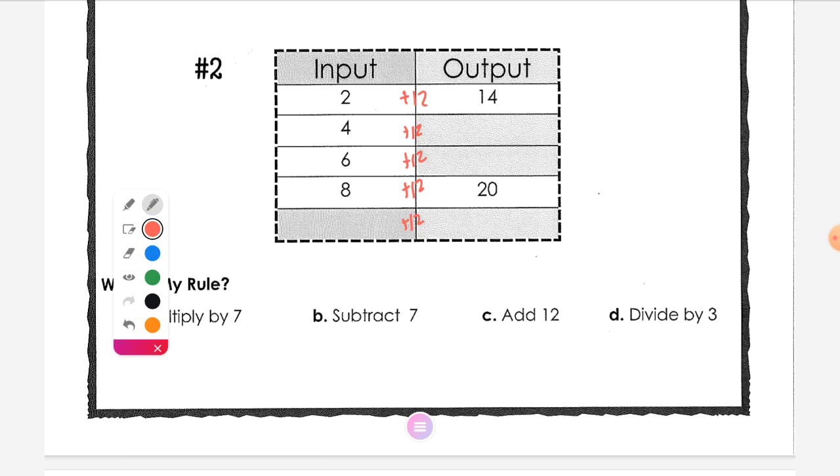So what is my rule, Lena? What rule did you write? Okay, good job. So what is paired with 4, Jalen?